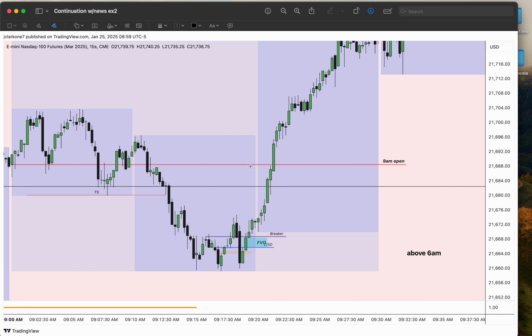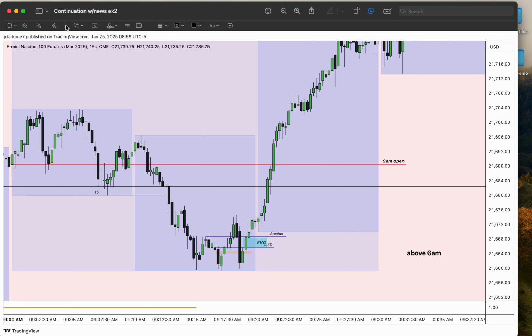So the main thing for me is you want to be above 6 a.m. for this to continue, but you want to be below the hourly. So above the 4 hour but below the hourly if you're going to go long, below the 4 hour and above the hourly open if you're going to go short. And for the entries, this is what I use. You guys can use whatever you want. It all works. You know what I mean?